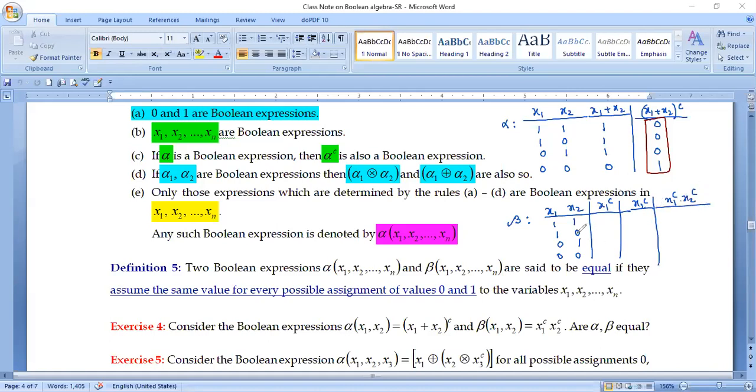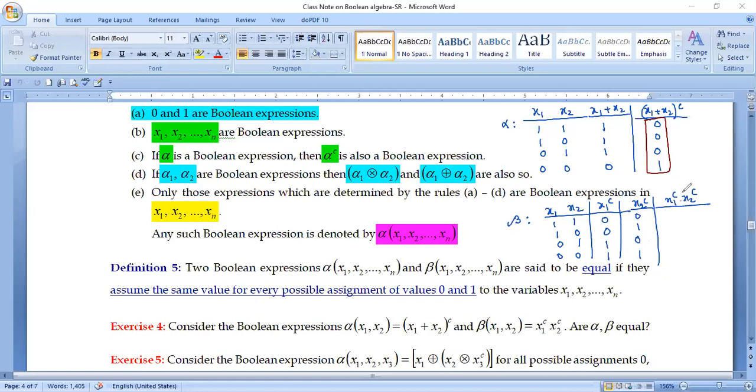Now you go back to the chart of the multiplication operation that I explained in the previous page. For x1 complement: since x1 is 1, it becomes 0; since x1 is 1, it becomes 0; then 1 and 1. These are the values. And for x2 complement, it becomes 0, 1, 0 and 1.